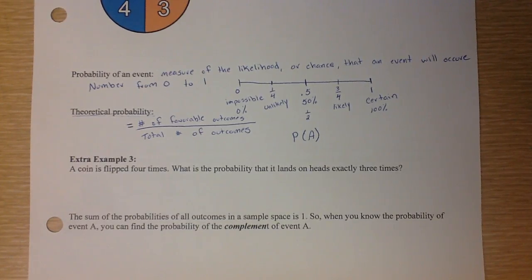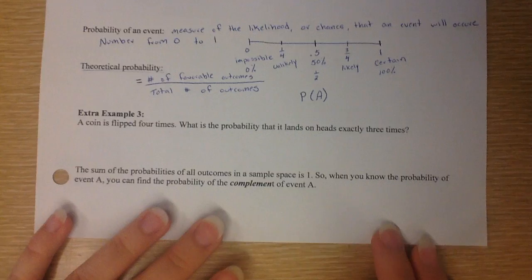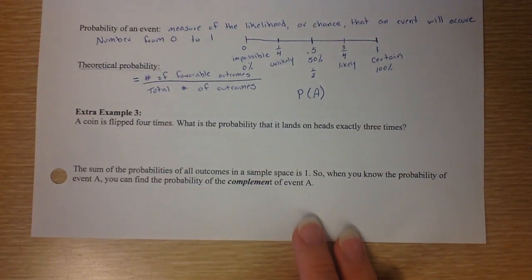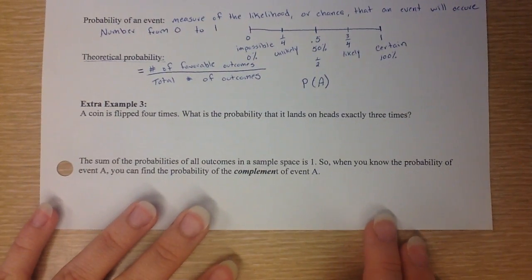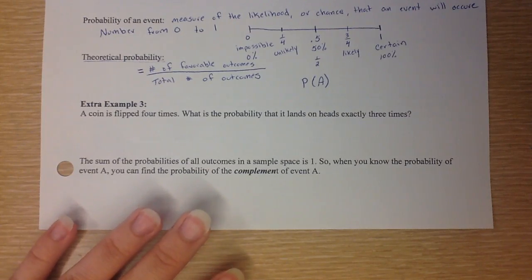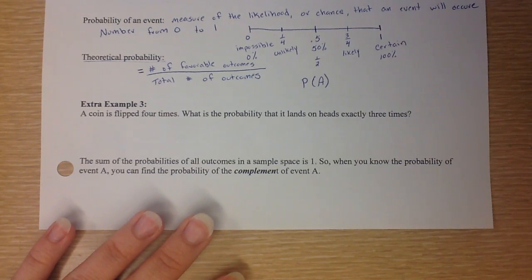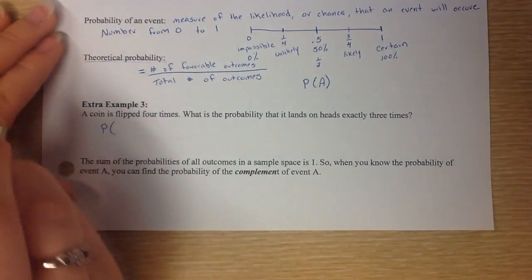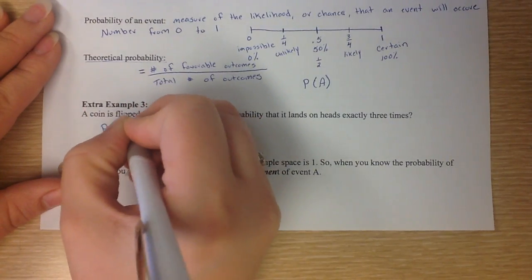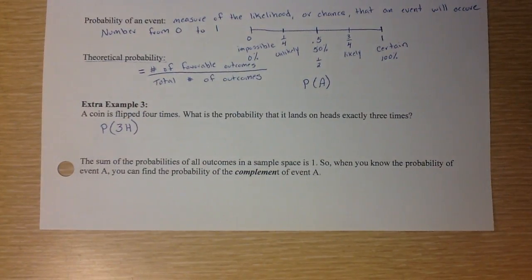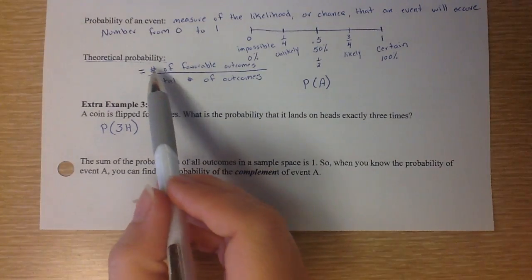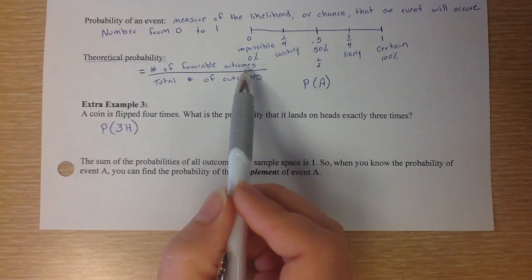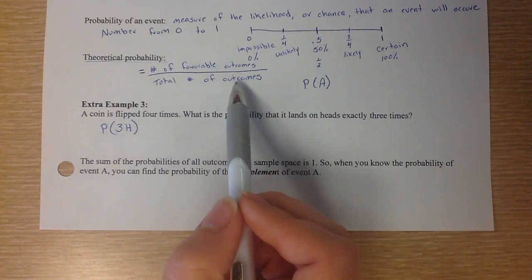All right, so a coin is flipped 4 times. What is the probability that it lands on heads exactly 3 times? So I'm trying to find the probability of exactly 3 heads. First things first, we need to come up with the number of favorable outcomes. How many different ways can we get 3 heads? And the total number of outcomes.